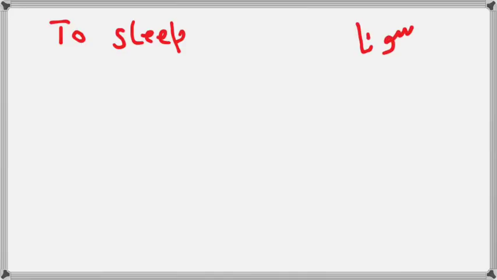Now let's take the interrogative sentences, and let's take a verb soya, sleep. To sleep means sona. I didn't sleep. Did I sleep? Now we want to ask the questions. Did I sleep?